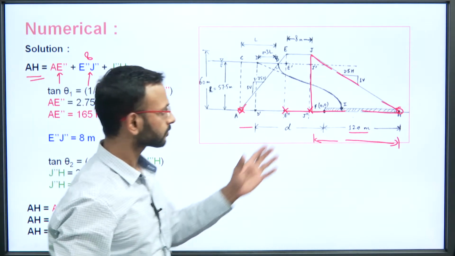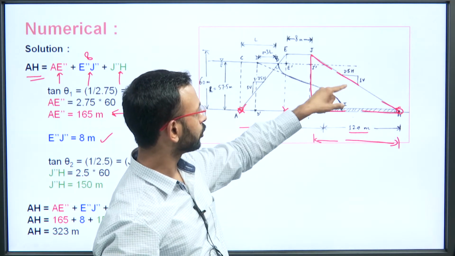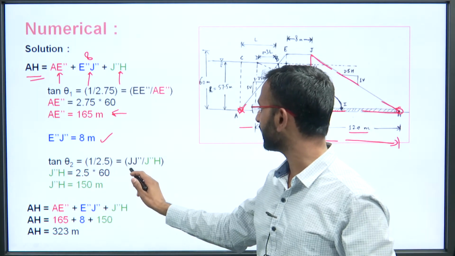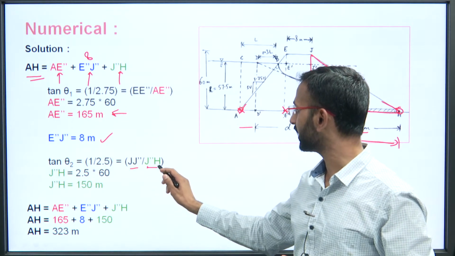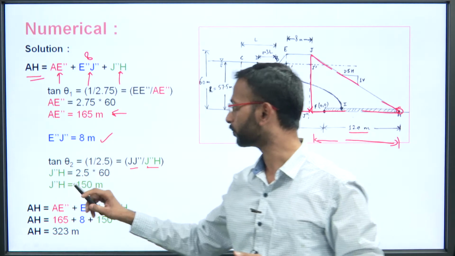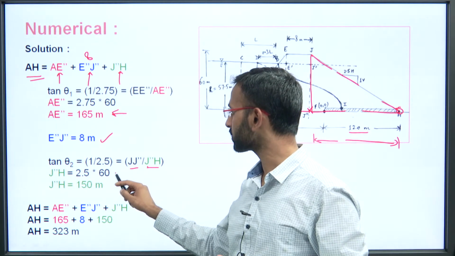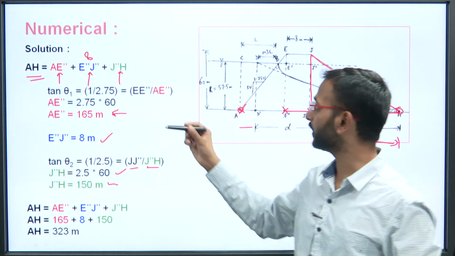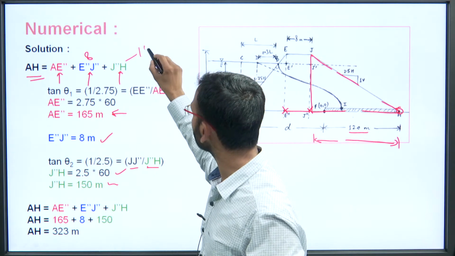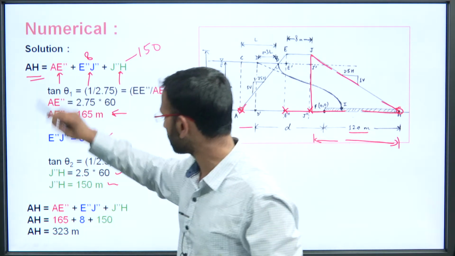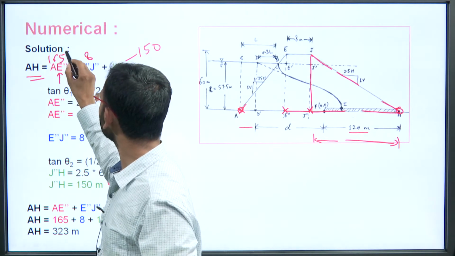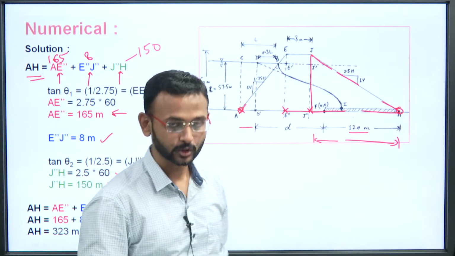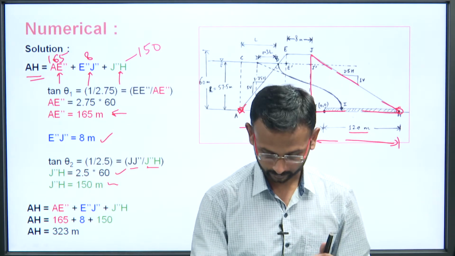So, here we will again apply the tan theta formula, because we know 1 upon 2.5 is tan theta, that is one value given to us, and by the figure we can say that J double dash upon J double dash H is nothing but tan theta 2. So, it comes out to be 2.5 into 60. So, J double dash comes out to be 150 meters. Now, when we have got these 3 terms, this comes out to be 150, AE double dash comes out to be 165. So, you get the total length of AH, that comes out to be 323 meters.